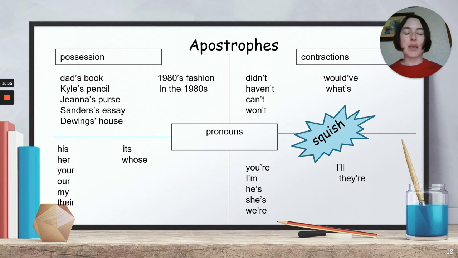Contractions using pronouns work the same way as contractions without pronouns. So you are becomes you're, I am becomes I'm, he is becomes he's, she is she's, we are is we're, and there, they're, is they are. Those are easy. Now here's where it's tricky.